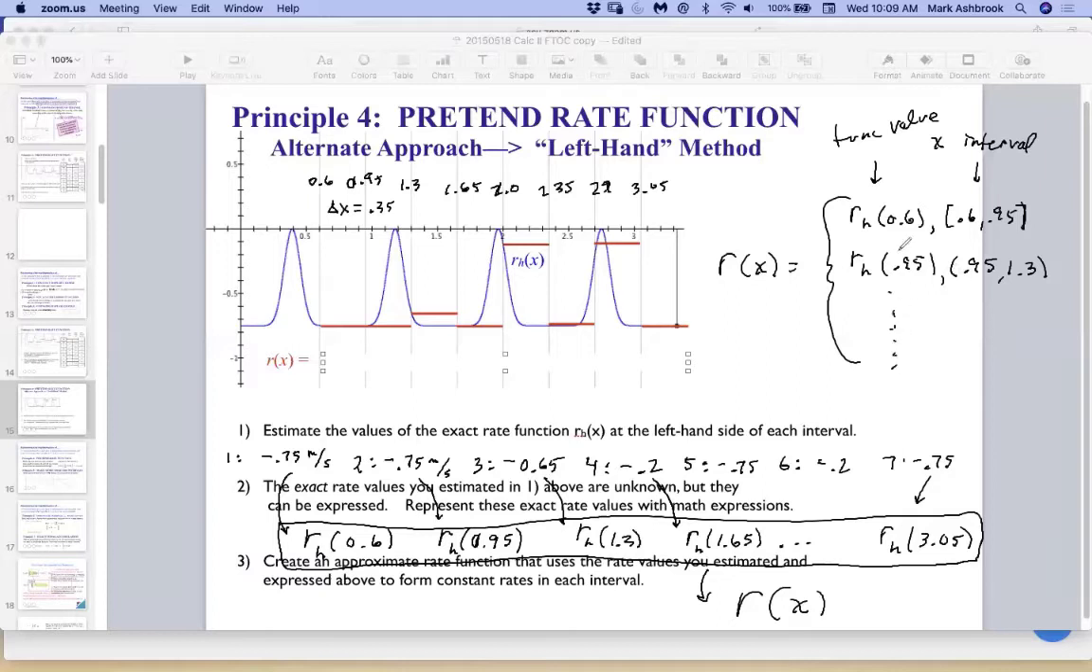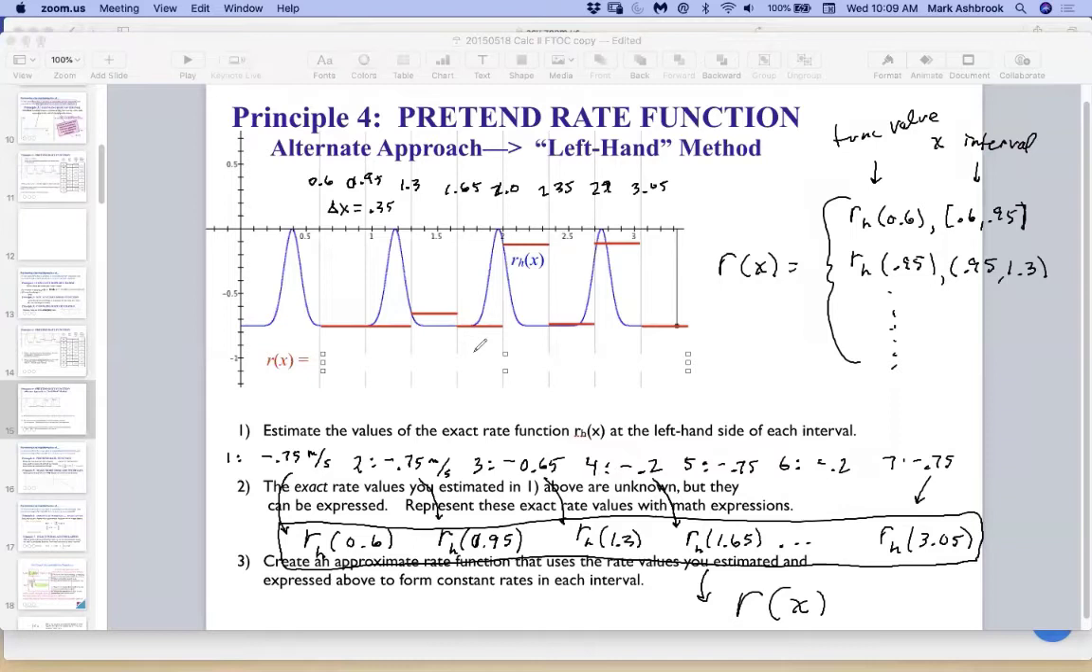And this is called a piecewise function, right? Because our approximate rate function is broken up into pieces. It's all these constant rates over different intervals. And so that forms this approximate rate function based on the left-hand approach. Anybody have a question on that?